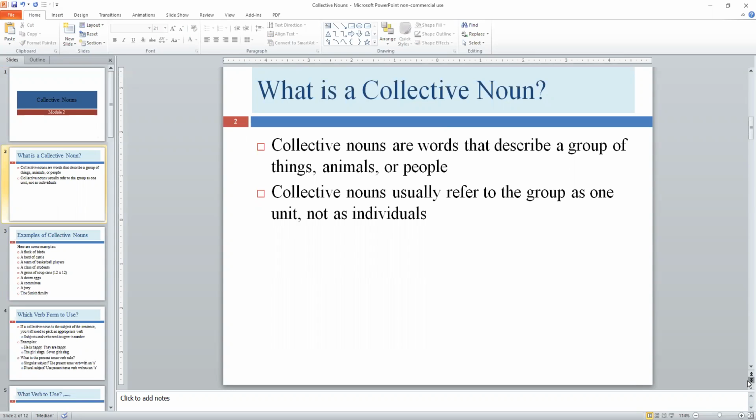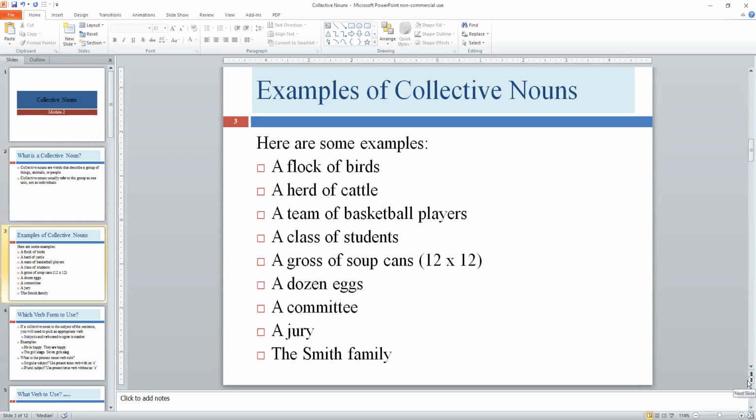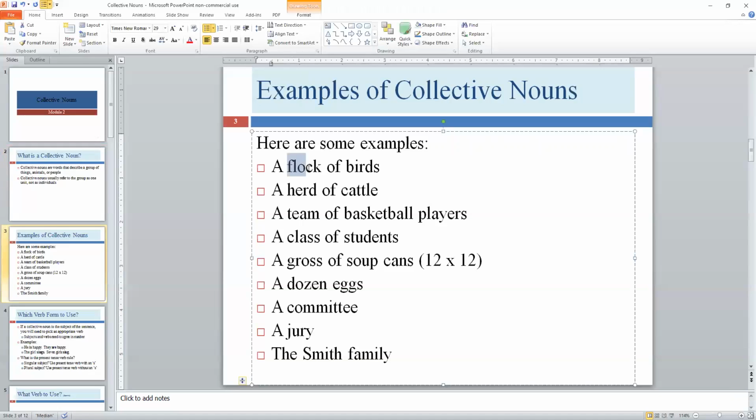So let's look at some collective nouns. Here are some that are quite common. A flock of birds. Of course, in this case, the word flock is our collective noun, and we use the word a in front of it, which tells us it's singular. Of course, a flock has to include more than one bird. So inherently, when you think of a flock of birds, you're thinking of a group of birds, more than one bird.